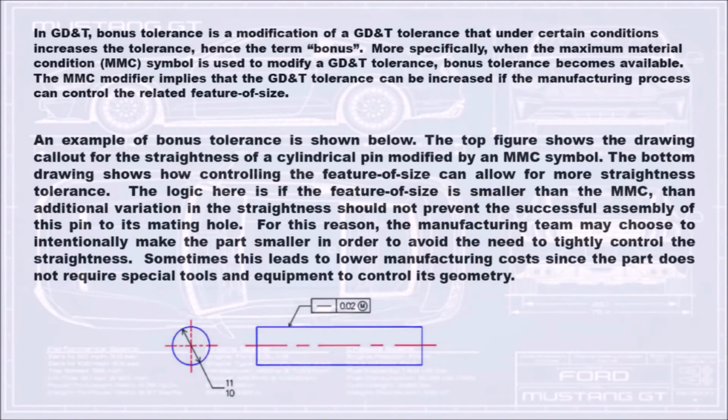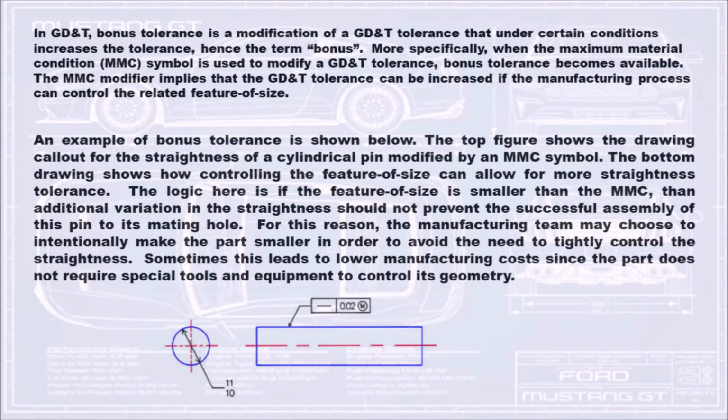In GD&T, bonus tolerance is a modification of a GD&T tolerance that under certain conditions increases the tolerance, hence the term bonus. More specifically, when the maximum material condition, MMC, symbol is used to modify a GD&T tolerance, bonus tolerance becomes available. The MMC modifier implies that the GD&T tolerance can be increased if the manufacturing process can control the related feature of size.